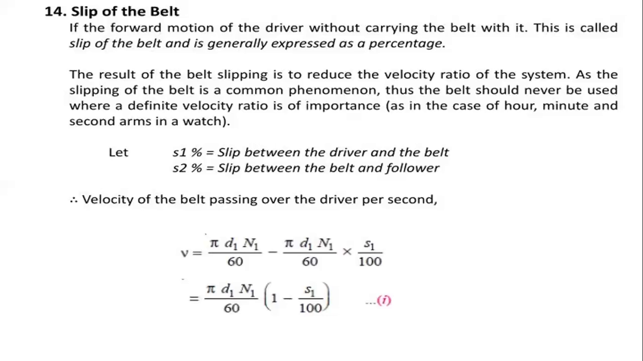Then the velocity of the belt passing over the driver per second is taken as v = πd1n1/60 − (πd1n1/60)(s1/100). Taking the common term, we get the modified formula v = (πd1n1/60)(1 − s1/100). This is taken as the first equation.